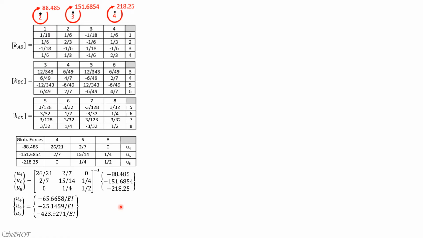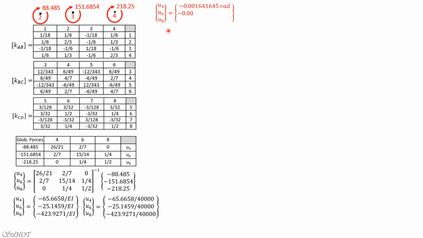Then in terms of radians, we divide everything by 40,000. So U4, U6, U8 equals divide by 40,000, because EI is given. So in radians, these are the answers. So this corresponds to theta B, theta C, and theta D.